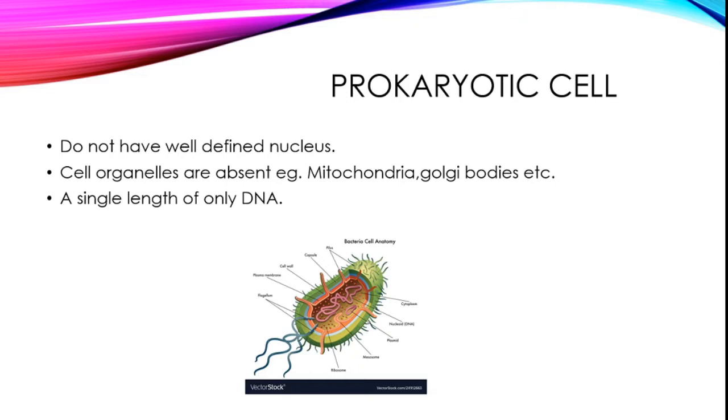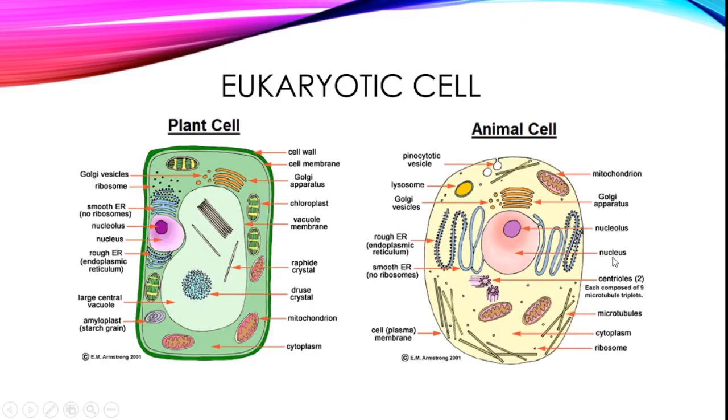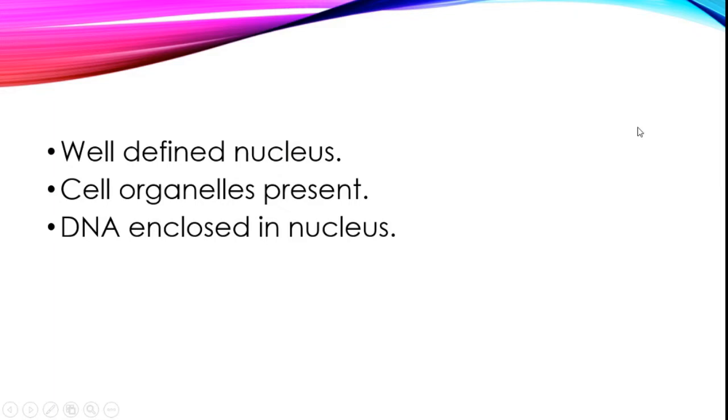Next is the eukaryotic cell. Eukaryotic cells are the most advanced form of cells. As you can see on the screen, the plant cell and animal cell both come under eukaryotic cells. The major characteristic of eukaryotic cells is that they have a well-defined nucleus, cell organelles are present, and DNA is enclosed in the nucleus.